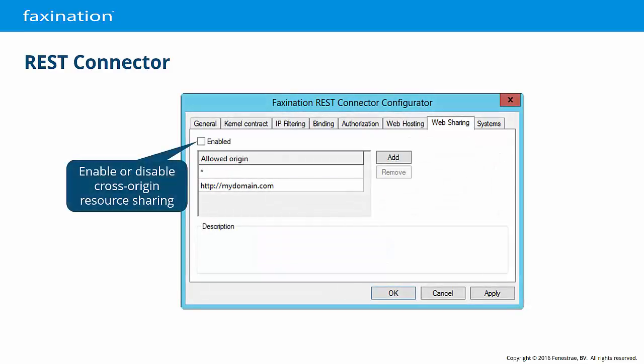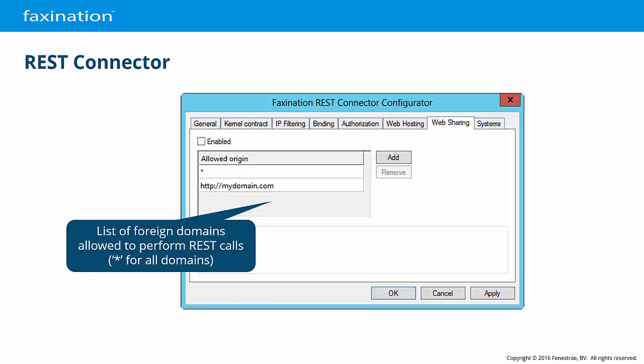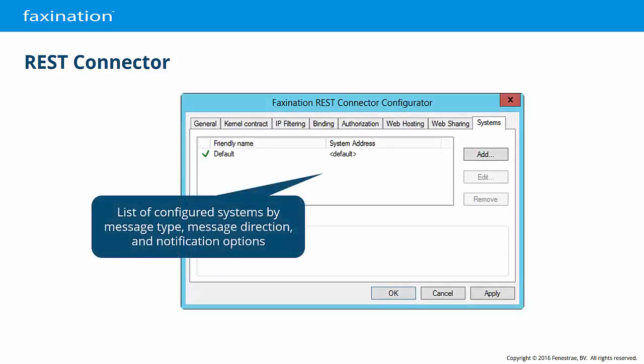The Web Sharing tab allows you to enable and define the domains that are permitted to participate in cross-origin resource sharing. This feature allows scripts originating from foreign or unknown domains to perform REST calls to this connector. Cross-origin resource sharing is disabled by default. The Systems tab allows you to associate Faxination system addresses with inbound and outbound messaging options by message type, message direction, and notification configuration.